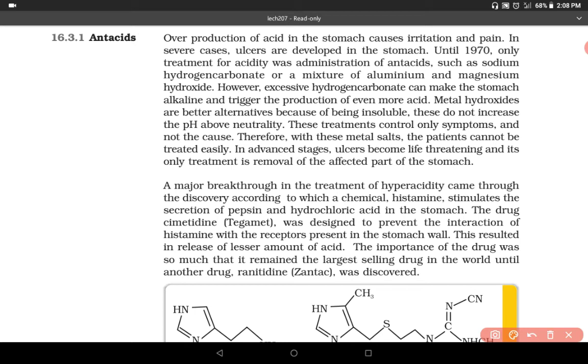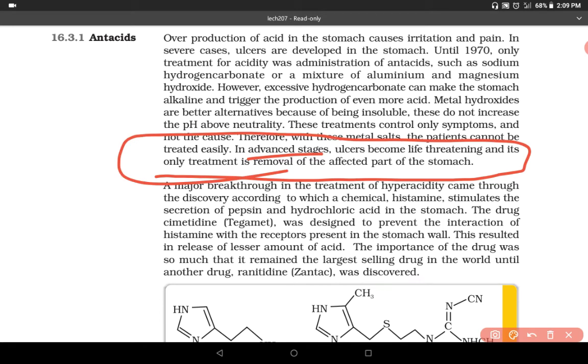In advanced stages, ulcers become life-threatening, and the only treatment is removal of the affected part of the stomach. Yes, in advanced stages, we remove only the ulcer part without damaging the other parts.